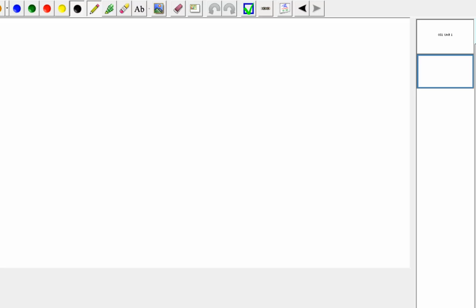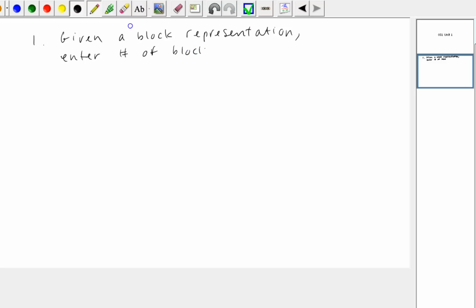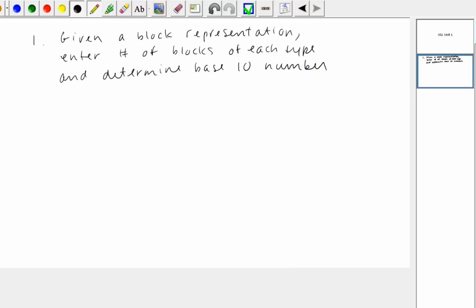So I'm going to try to keep a list as I go. So 1, given a block representation, enter number of blocks of each type, and determine base 10 number. So basically just the reverse representation of what we gave them in the base box we have.